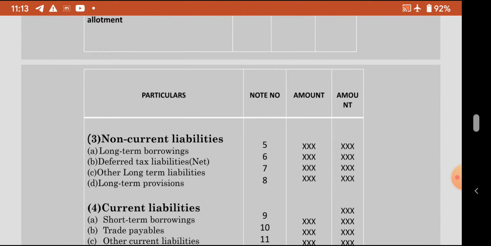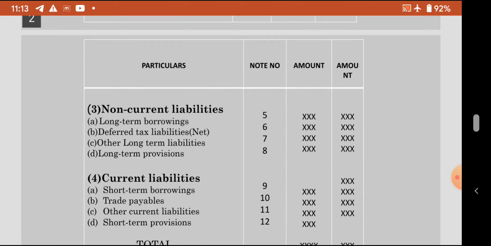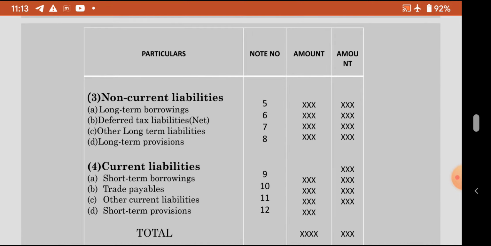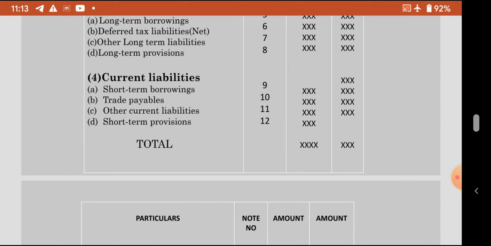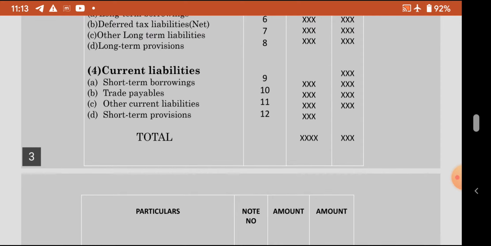And then the third division is non-current liabilities. Under non-current liabilities, we have long-term borrowings, deferred tax liabilities, other long-term liabilities, and long-term provisions. Under current liabilities, we have another four subdivisions, that is short-term borrowings, trade payables, other current liabilities, and short-term provisions. So this we get the total of the liabilities.